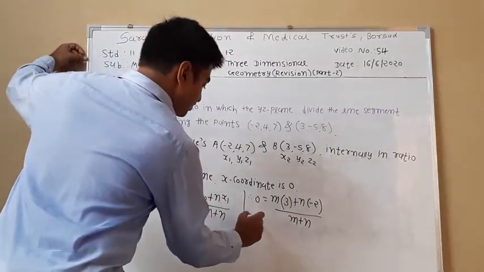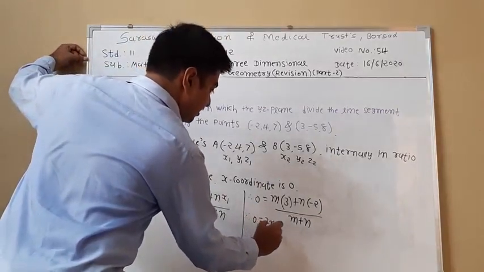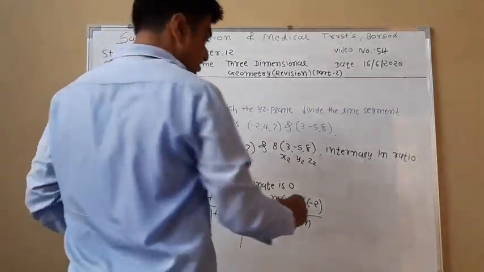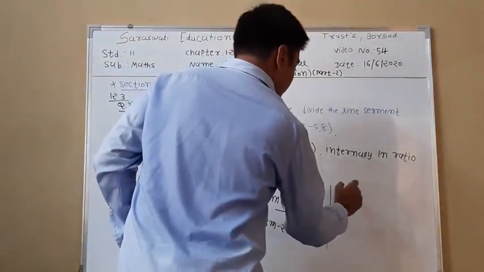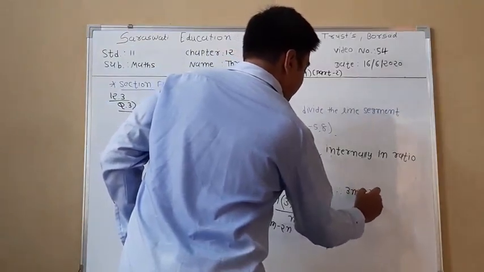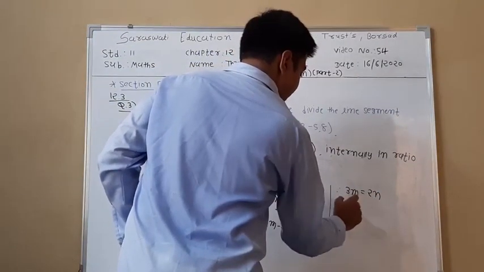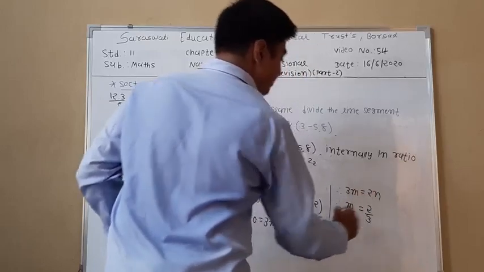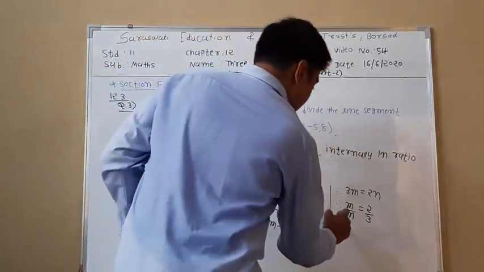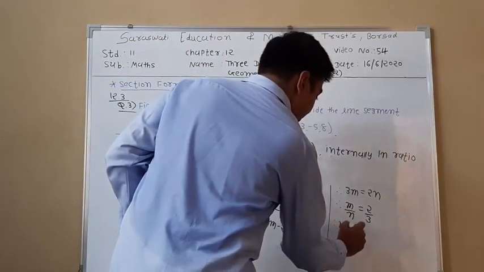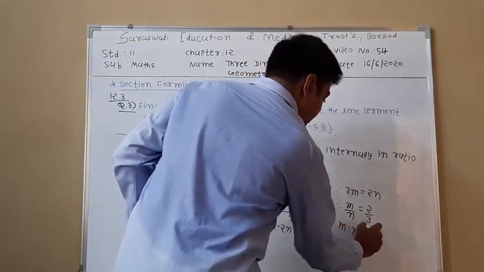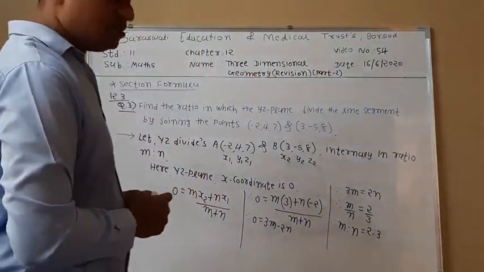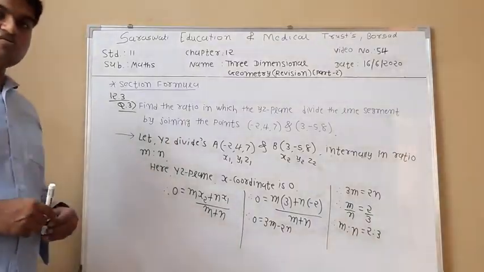So therefore 0 is equal to 3m minus 2n. Now write this negative term on the opposite side. So therefore 3m is equal to 2n. Now divide: m divided by n is equal to 2 by 3. So our ratio m ratio n is equal to 2 ratio 3. Clear? So our answer is m ratio n is equal to 2 ratio 3.